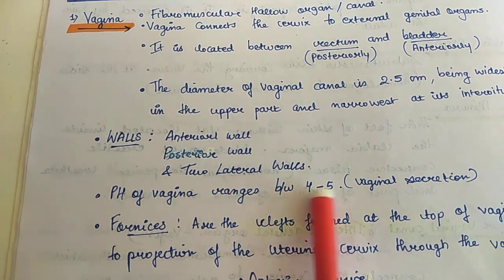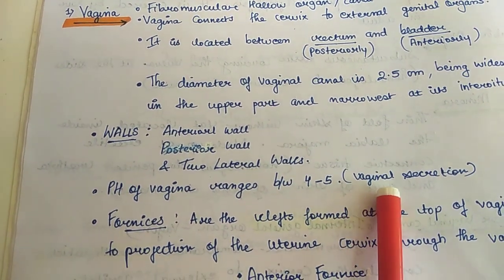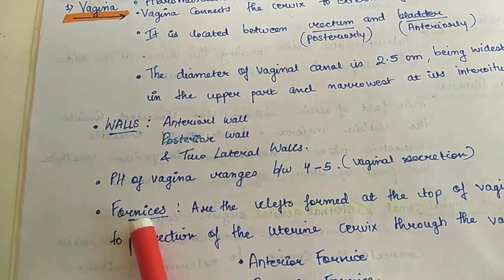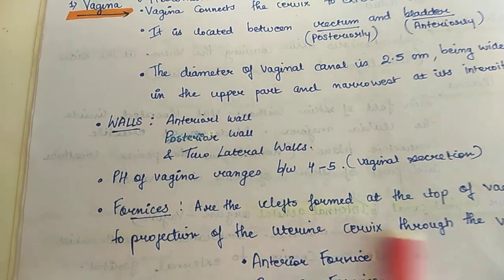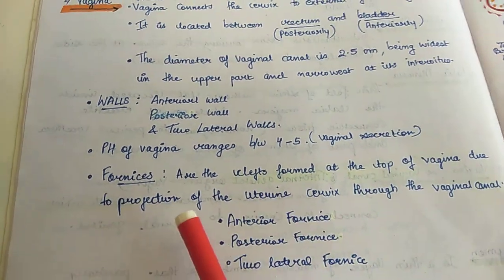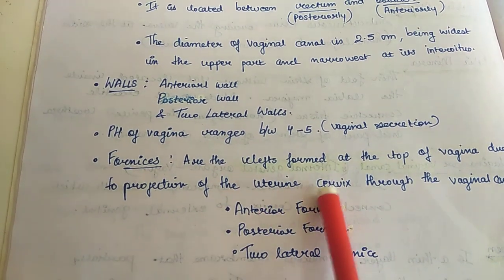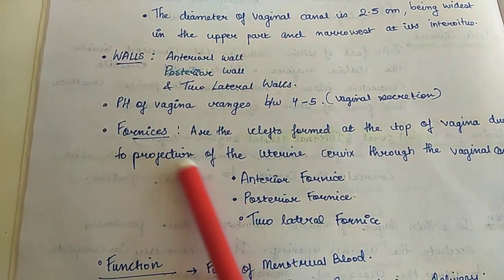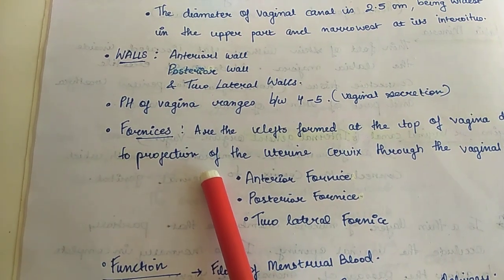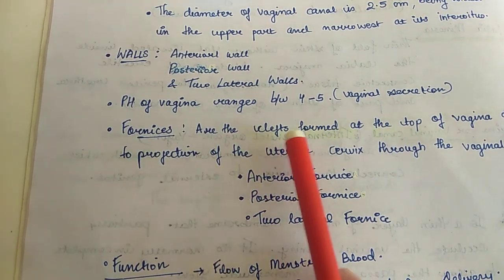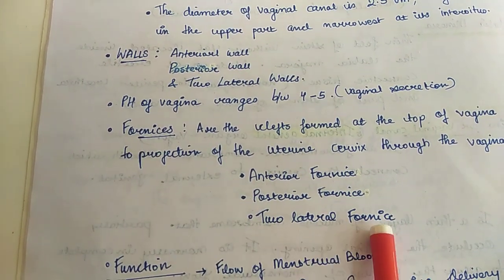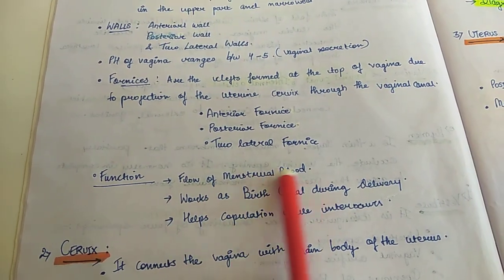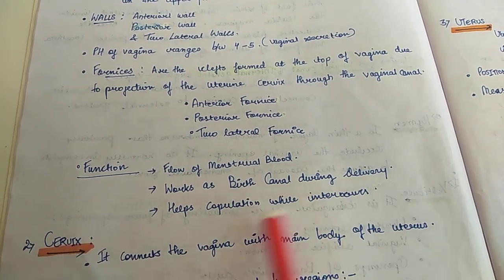The pH of the vagina ranges between 4 and 5, which is due to vaginal secretions. Then next we have one term here in the vagina, that is fornices. So what are fornices? They are cleft or lip-like projections present at the top of the vagina due to the projection of the uterine cervix into the vagina. So these fornices are part of the cervix which protrudes into the vagina, forming a cleft in the vagina. So there can be the anterior fornix, posterior fornix and 2 lateral fornices. Functions of the vagina are flow of menstrual blood, working as the birth canal during delivery, and helping copulation through the introitus.